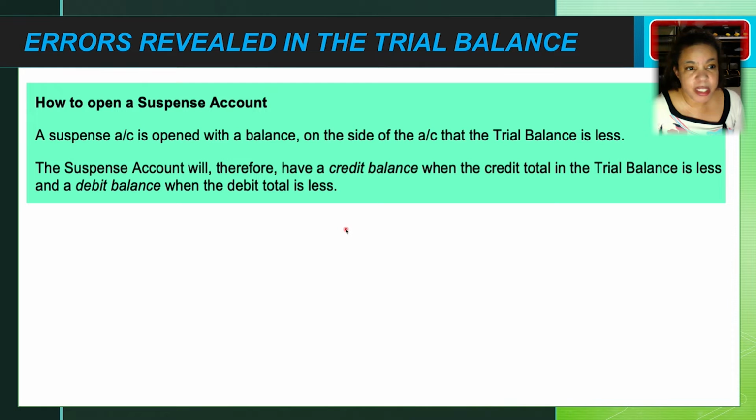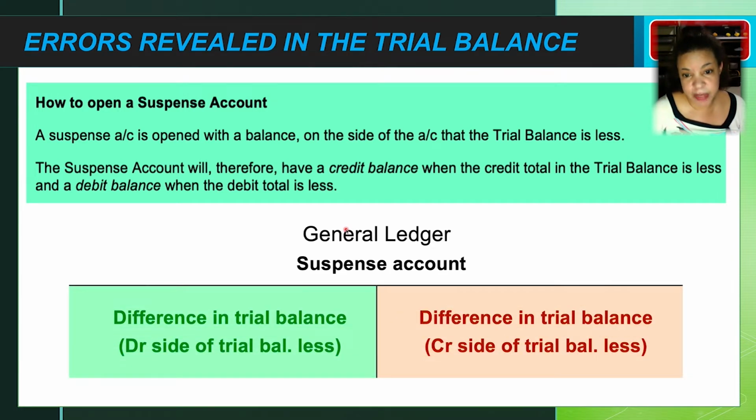So how do we open a suspense account? Basically, when the trial balance does not balance, whichever side is less, you're opening a suspense account for that particular side. And how do you do it? It's just like a normal T account. You will just go on the side that is less in the trial balance and put the difference, the amount. Say it's the debit side. Then when you open your account, which is a normal T account, you will go on that debit side, write difference in trial balance, and put the amount.